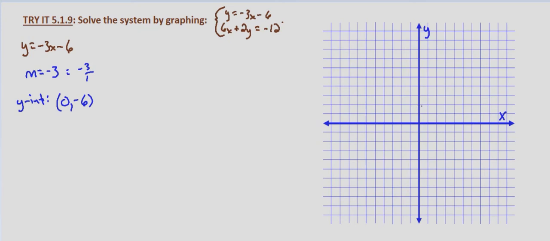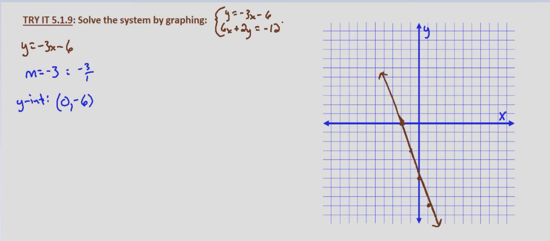So we plot our y-intercept, (0, negative 6). And then our slope is negative 3. So down 3, 1, 2, 3, and over 1. Or, as I said, equivalent is 3 over negative 1. So we can go up 3 and left 1. Do that one more time. So we have 4 points to draw the line through. And then we have our line drawn through the points. y equals negative 3x minus 6.